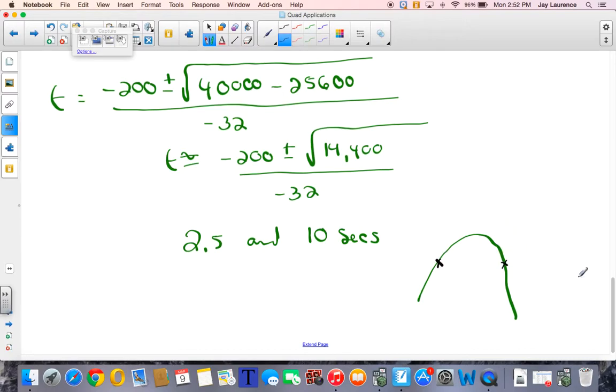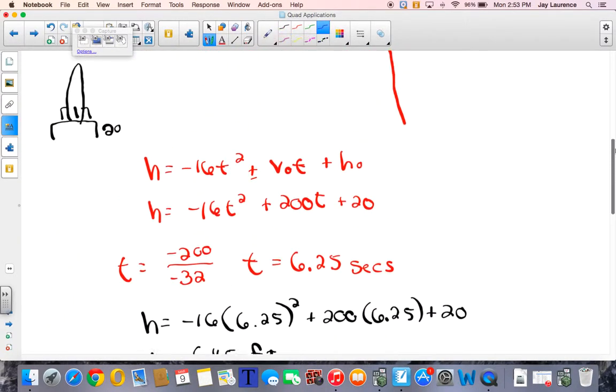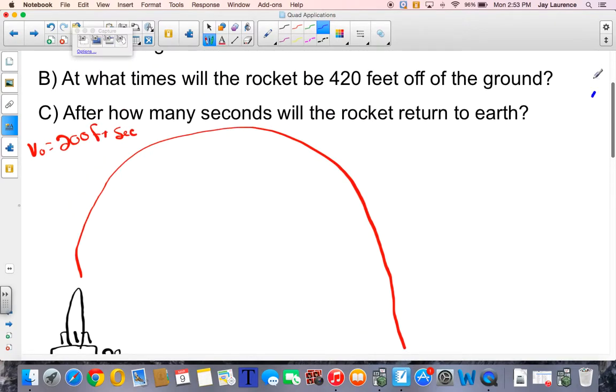All right, I'm running out of time here. The bell's about to ring. The third question is, after how many seconds will it return to Earth? This is just straight quadratic formula. So I do the quadratic formula on 0 equals negative 16t squared plus 200t, and it's starting 20 feet off the ground already, plus 20. Yeah, because it's on a platform. Just do the straight quadratic formula on that. And if I'm in class, we will talk about it tomorrow.